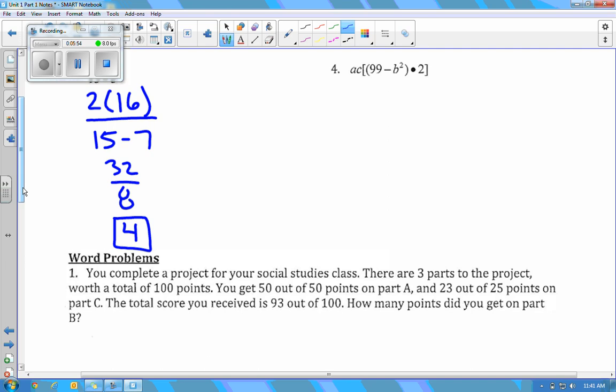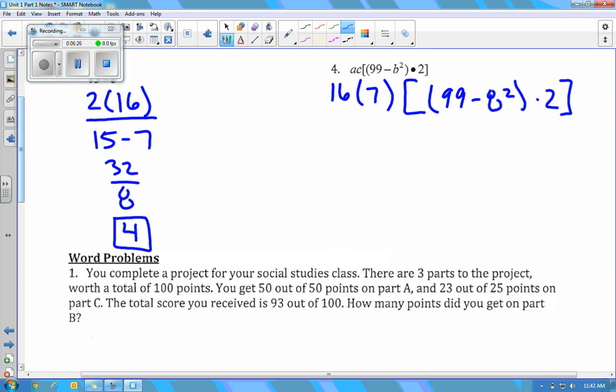Number 4 is pretty complicated, but again, if you just follow all the steps, you'll be fine. So, first thing I need to do is plug in my variables. So, A is 16, C is 7. I just put parentheses there to separate them because I'm multiplying. Brackets, parentheses, 99 minus B is 8, so 8 squared, close parentheses, times 2, close my bracket. So again, a lot going on here.